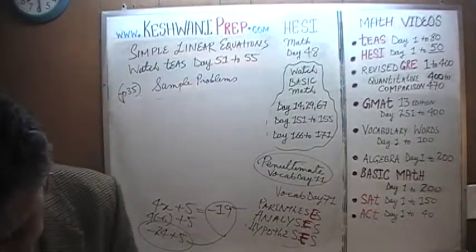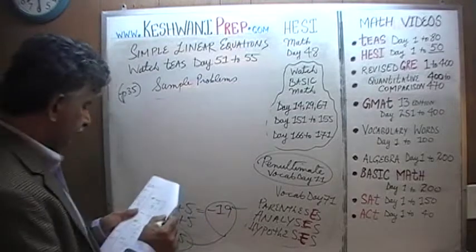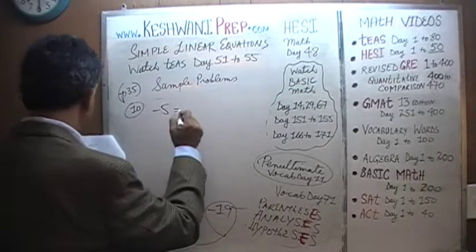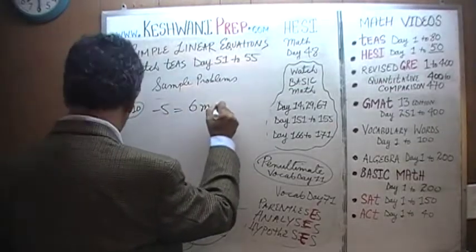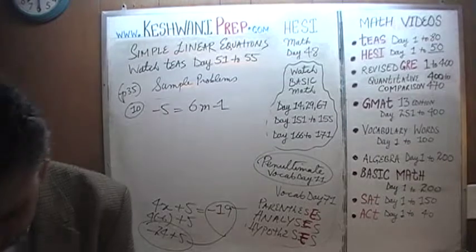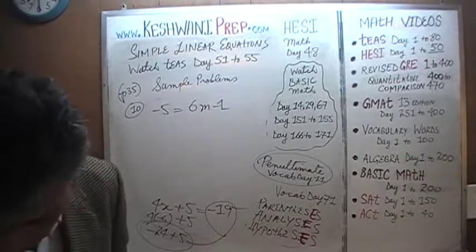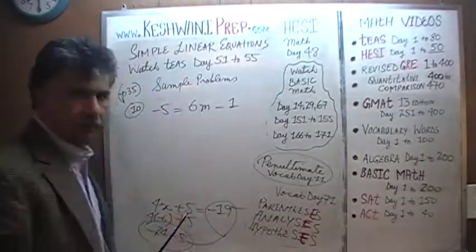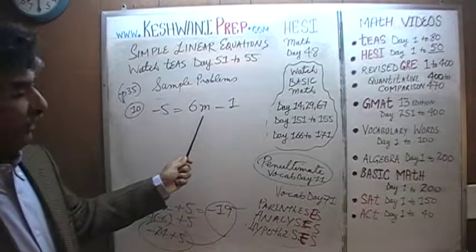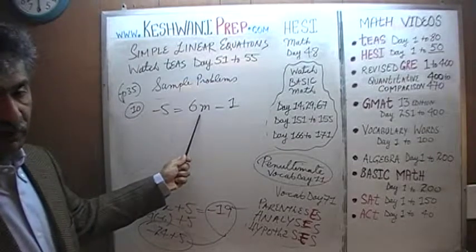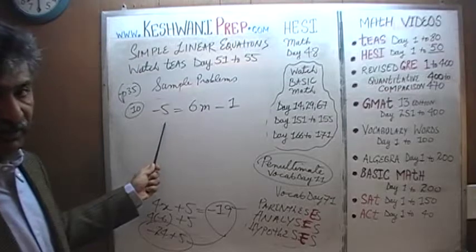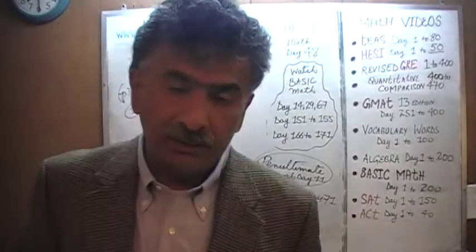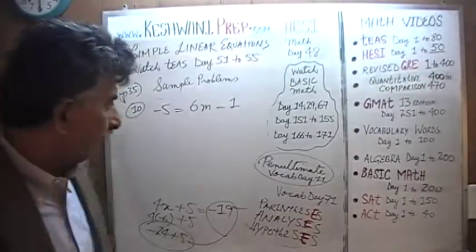Number 10 says negative 5 equals 6m minus 1. The variable happens to appear on the right hand side here. Usually they appear on the left hand side. That's the norm, that's the tradition, that's the convention. They are violating the convention, they're violating the norm. It's not a big deal. It's all right, calm down.